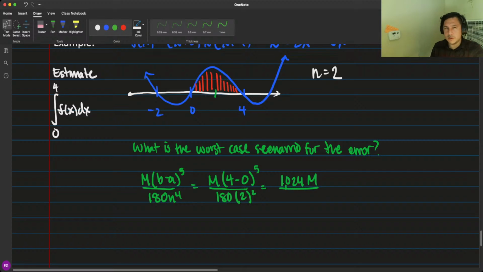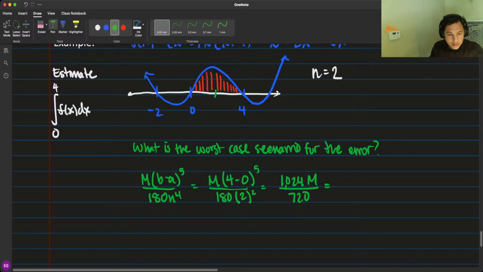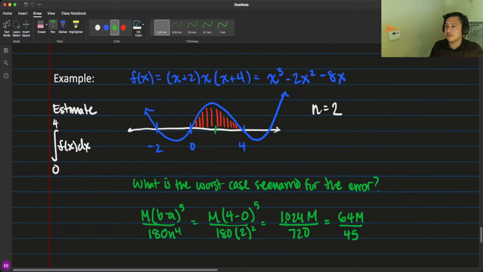And then you get 4 times 180, 360, times 2, that's 720. Okay, and then what does 1024 over 720 become? Apparently 64 over 45. So you get 64M over 45. Okay, now we need to calculate the maximum value of M over our interval. So let's take the second derivative.